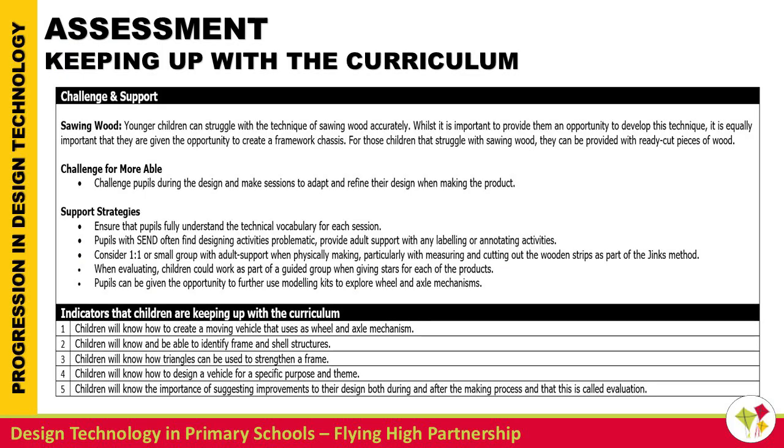In our scheme of work, we include 5 indicators for each unit of work to show that children are keeping up with the curriculum. This can help teachers to make a judgment about whether individual children are where they are expected to be and that the teacher is confident that the child is on track to reach the end of key stage expectations. This screen also shows how in the medium-term planning in the scheme of work, children can be challenged by deeper learning and supported to achieve the learning outcomes.